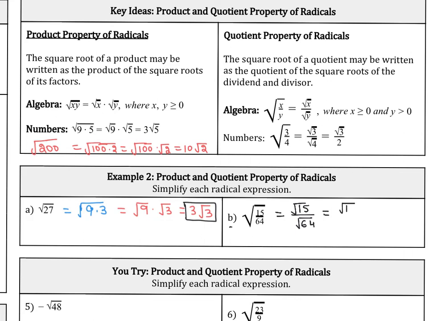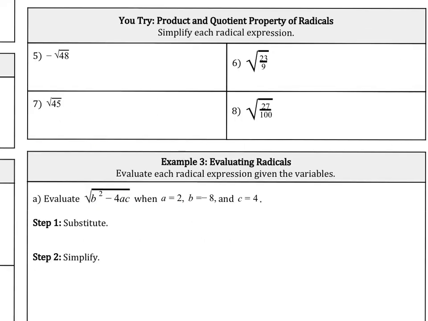For 15, we do not have a perfect square, but we do have a perfect square for 64. And the square root of 64 is 8. So the answer is square root 15 divided by 8. You try problem number 5.